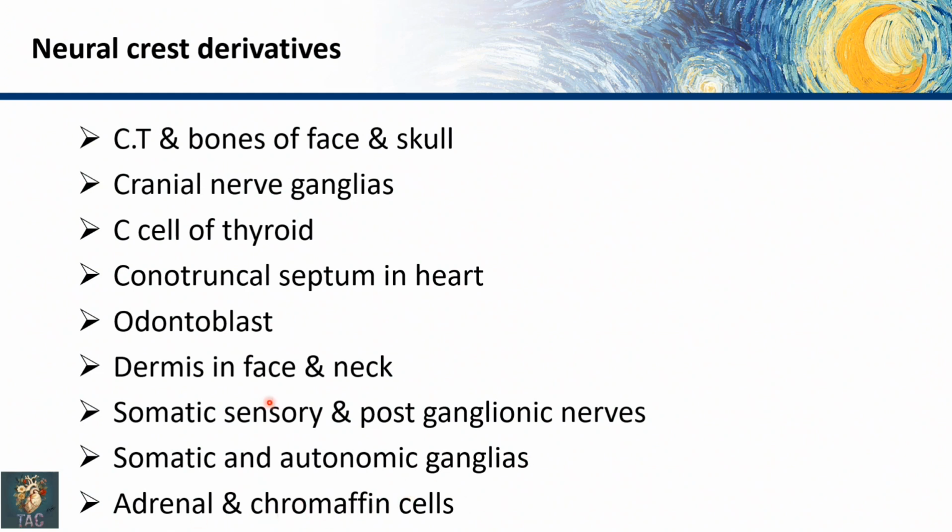So you can see these neural crest cells are forming a large number of structures. So sometimes some embryologists consider these neural crest cells as a fourth germ layer as well. So please memorize all the derivatives of the neural crest cells.